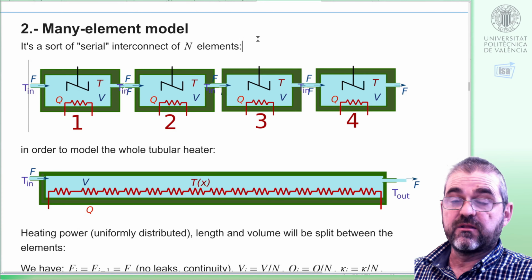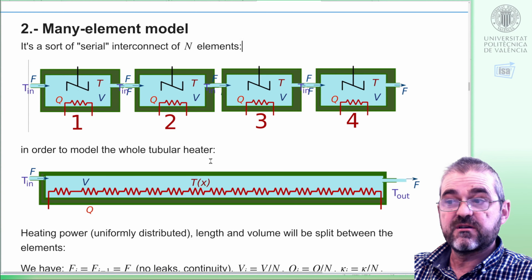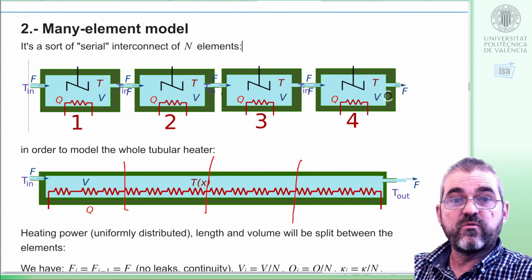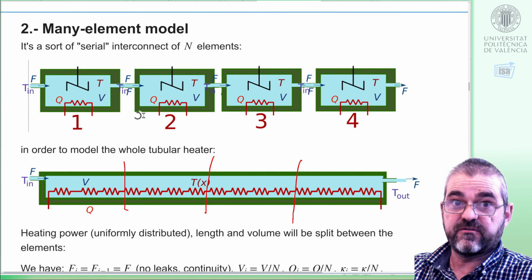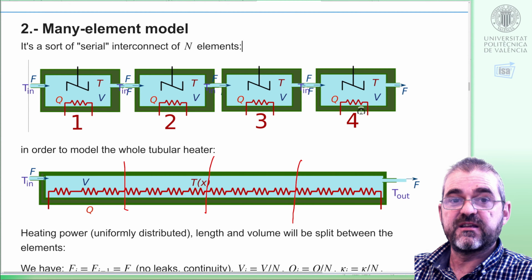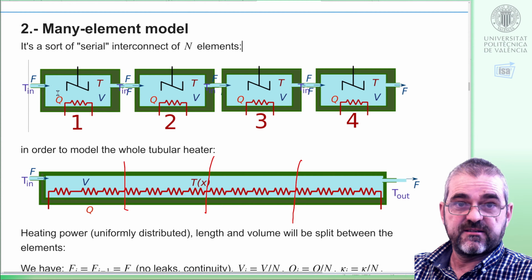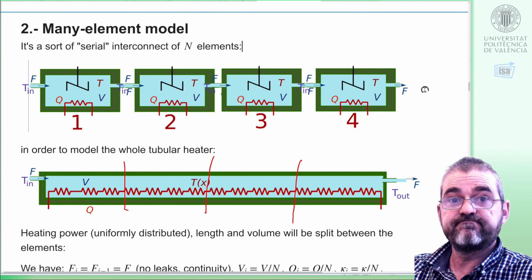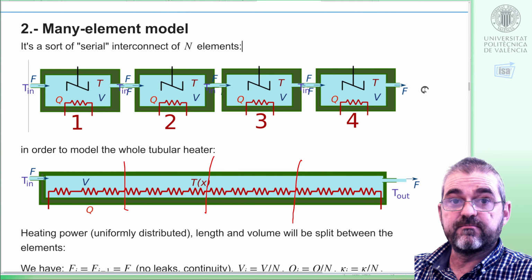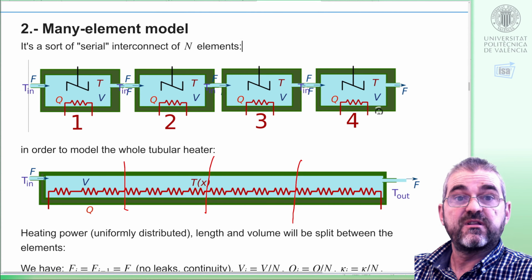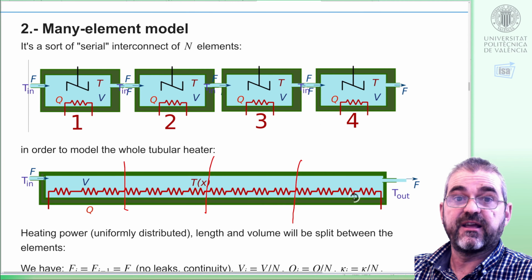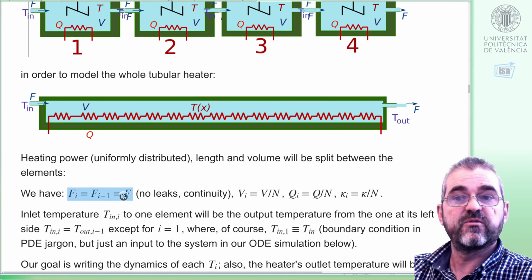Let us now discuss the many element model in which the whole heater, for instance, we split in 4 heaters, and we will model each of the 4 sections as a first-order lumped parameter state space model. So in these elements, the flow is the same in all of them. It's a kind of serial interconnect. If we assume uniform heating power, then the heating power Q is the same in all of them. And of course, the length and the volume are just 1/4 of the total length and volume. This is it. Flow is the same.